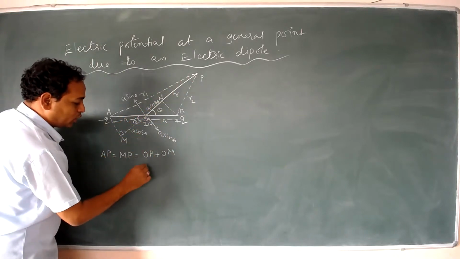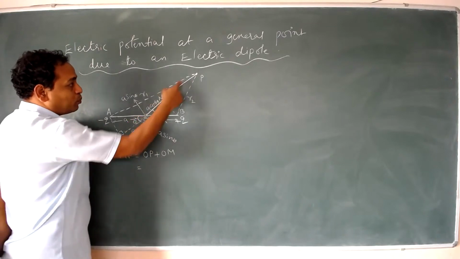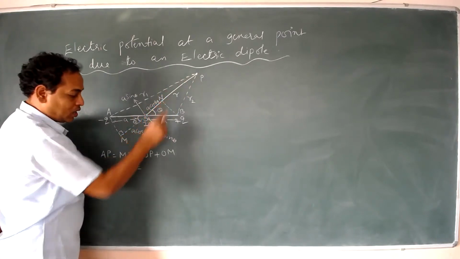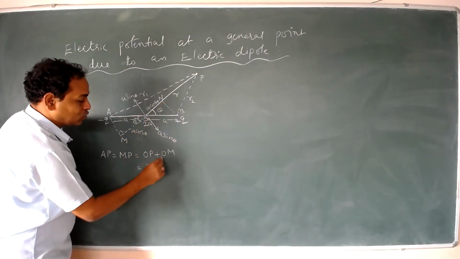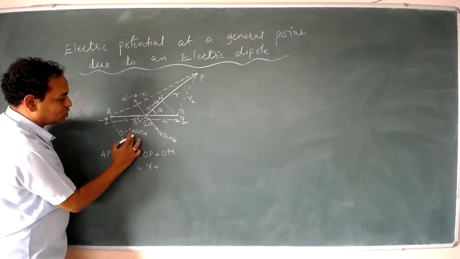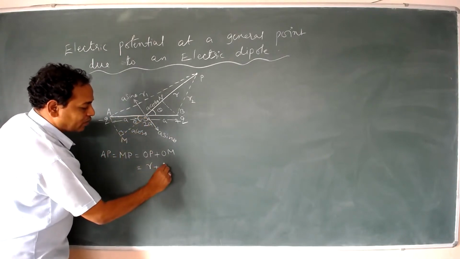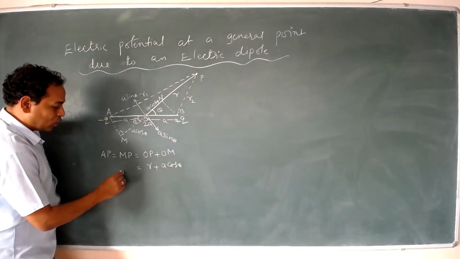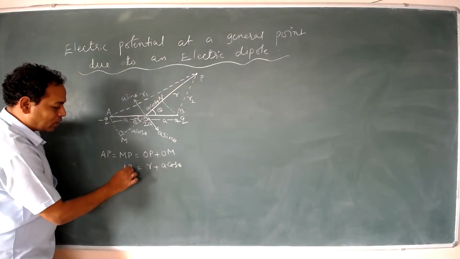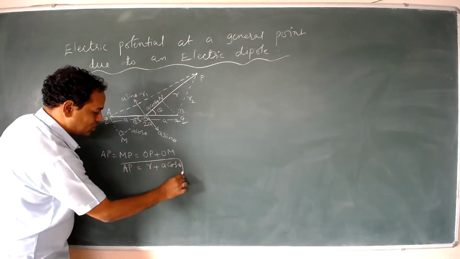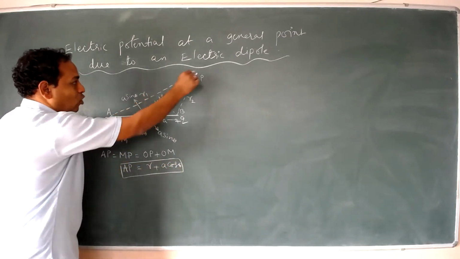Right. From this, what is OP here? What is the OP length? OP is nothing but R only. I have chosen it as R. So I can write it as R plus what is OM? OM is nothing but the component of this, that is A cos theta. So finally, I got AP as R plus A cos theta. That means this length I got.